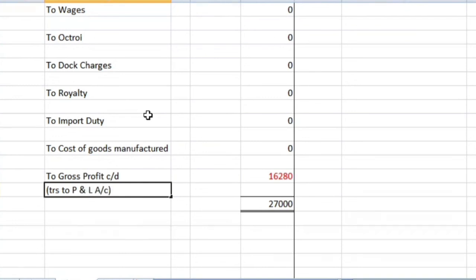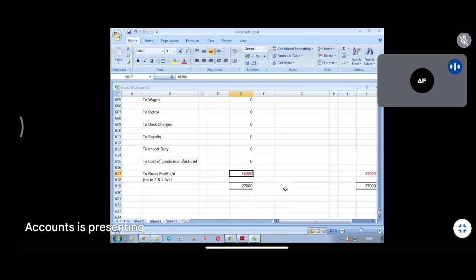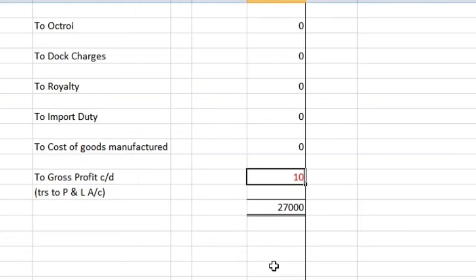So whenever you write this, you'll know, okay, gross profit I've got, it means I must transfer this to the profit and loss account. So let's find out how much is your gross profit. So how do you find it out? 27,000 minus 16,280. How much will you get? 10,720 is your answer. And then lastly, erase off what all you did in pencil and finish the sum.